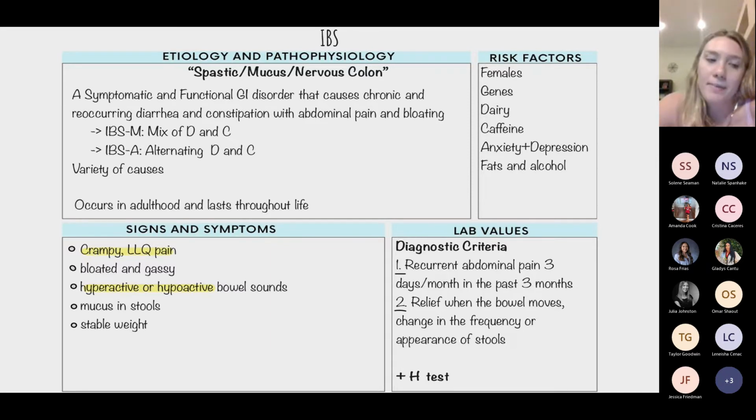So they really have a lot of crampy LLQ, left lower quadrant pain, depending on if it's diarrhea, constipation, hypoactive or hyperactive bowel sounds, etc. In order to diagnose, they have two of the criteria, which I listed on the right. A lot of that's going to be just that recurrent abdominal bowel pain. And what's interesting about this is that whenever we move the bowel, pain and symptoms are released. I mean, like physical manipulation. They also have changes in the frequency and appearance of their stools. That's where that diarrhea, constipation comes in.